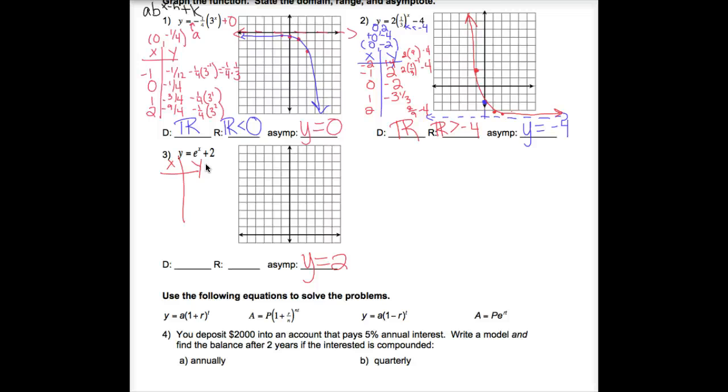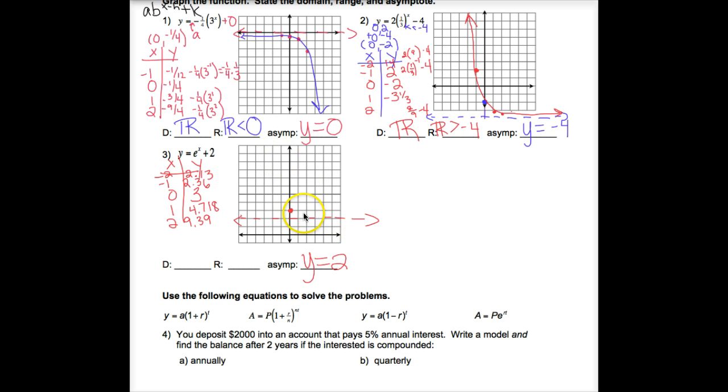So I usually start at 0 when x is 0. Y is 3, so that seems like a good place to start my graph. I know that my asymptote is at y equals 2, so I can graph that in. And so then I just look at the values and copy them down from my table. So at positive 1, I've got about 4.718. At positive 2, I've got 9.39. At negative 1, I've got 2.36. And at negative 2, I've got 2.13.